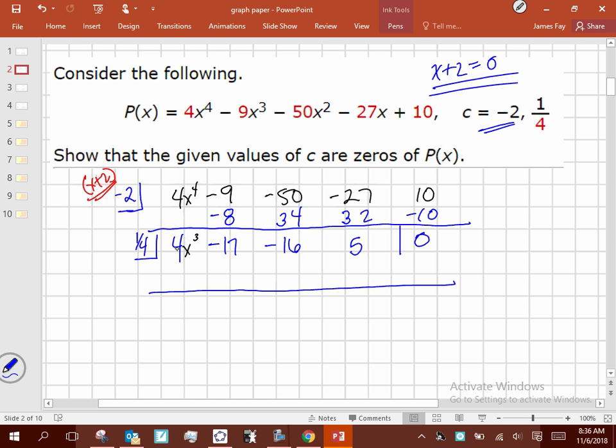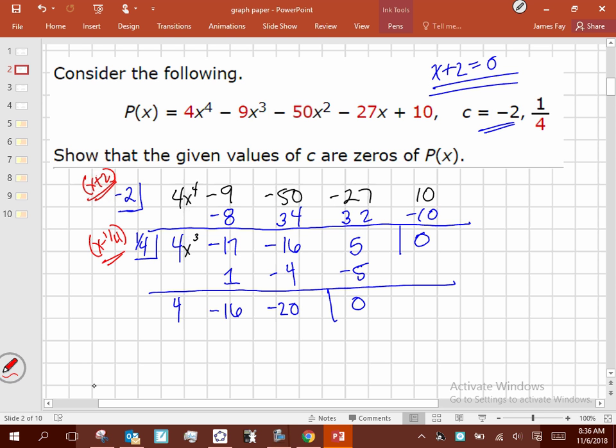And now I'm just going to work here with this 4, bring it down. Multiply gives me 1. -16, when I add those together, 1 plus -16 is, excuse me, -20, 4 to -20 is -5. And I get 0 there. Is that all right, everybody? So that then tells me that x minus 1/4 is a factor.